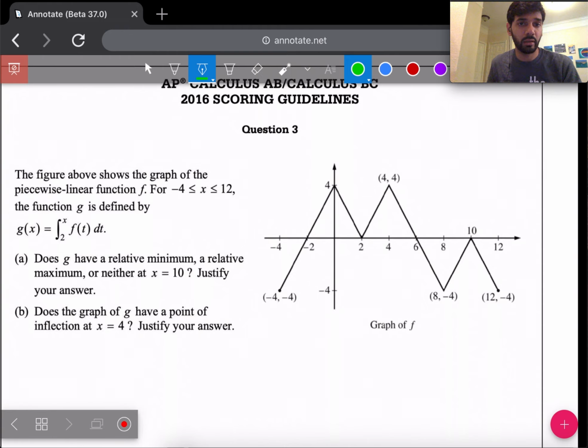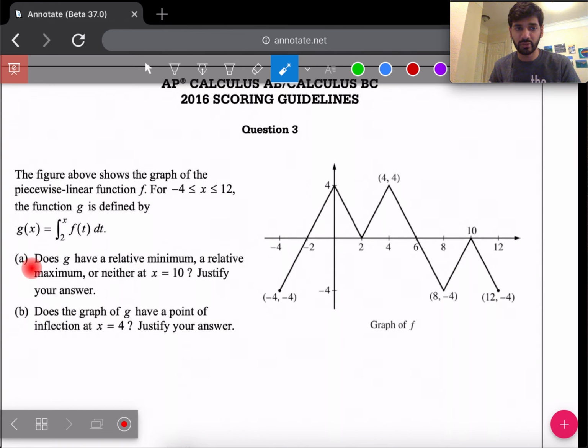Okay, right here we have question number 3 from 2016. Question 3 from 2016, these are parts A and B. So we have this graph here, and we also have this. This is what's called an integrally defined function. It's a function that has an integral in it.